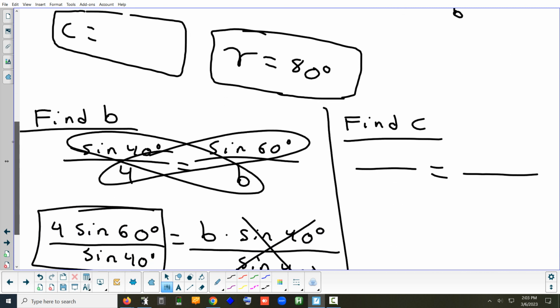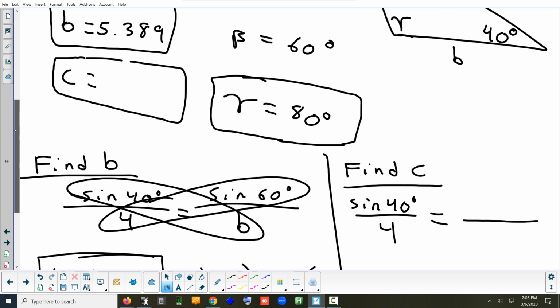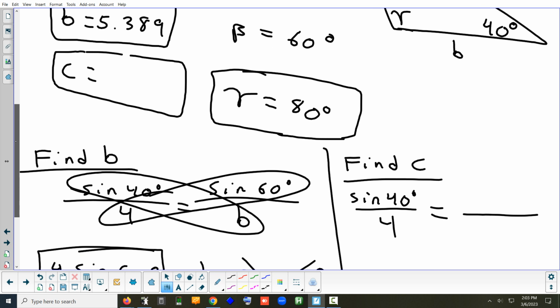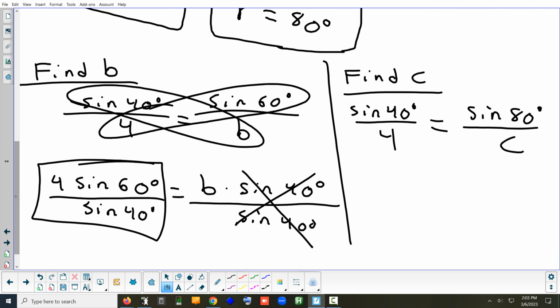Sine of 40 over 4 equals. And now we're trying to find C. So what would I put on the other side? Sine of what? Sine of 80 over C. Yep. And what's the name of the thing we do to solve for C? Cross multiply. If you can do the cross multiply step in your head, that's fine.